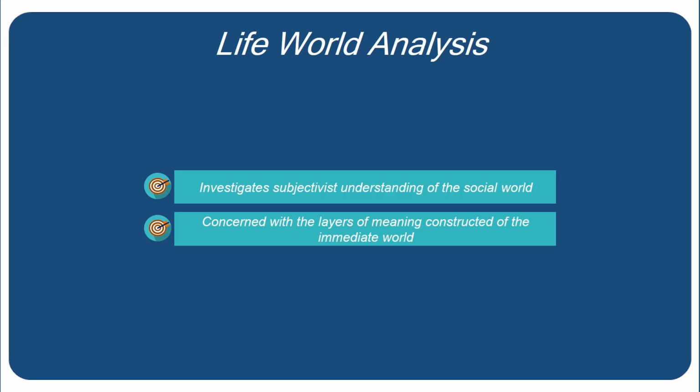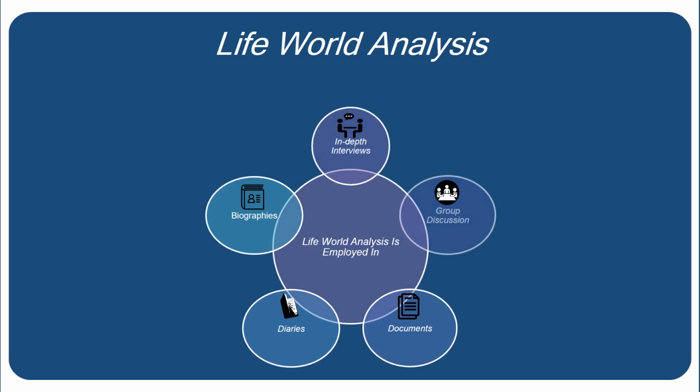So when they understand the world as a child, as a youth, as an adult, as a male or a female, as a subordinate or a dominant person, they develop certain kinds of meanings, and these meanings can be seen in terms of different layers. So the life world analysis actually tries to deconstruct these meanings and understand how an individual constructs the world. This analysis depends on in-depth interviewing, group discussion, documents, diaries and biographies.